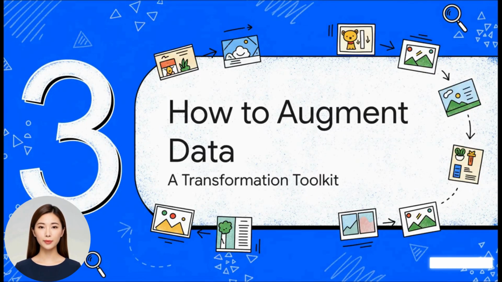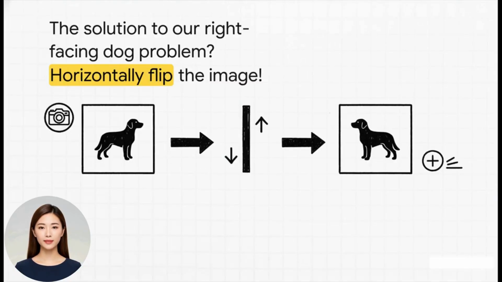Okay, so let's talk about how to actually augment the data. The best way to think about it is like you have this toolkit, a whole set of transformations you can apply. Each tool messes with the image just a little bit, but in a way that creates a brand new, totally valid example for the AI to learn from. Let's open up the toolkit and see what we've got. First up, and this one is the most obvious fix for our dog problem, we can just flip it horizontally.